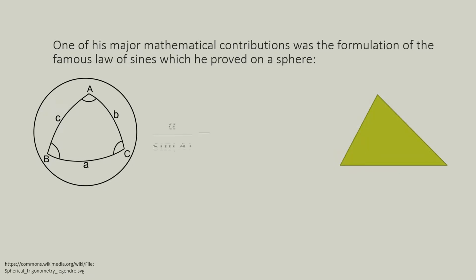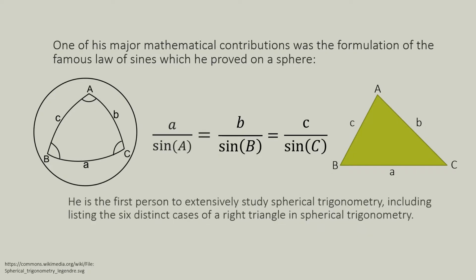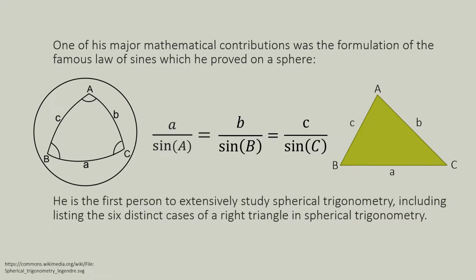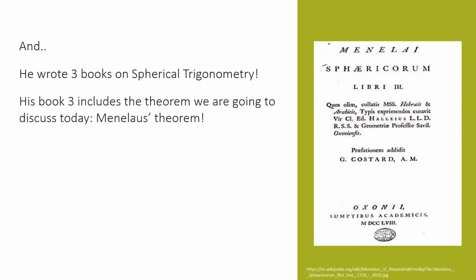So that will give us a over sine of A equal to b over sine of B equal to c over sine of C. He is the first person to extensively study spherical trigonometry, including listing the 6 distinct cases of a right triangle in spherical trigonometry. And he wrote 3 books on spherical trigonometry. His book 3 includes the theorem we are going to discuss today, Menelaus Theorem.